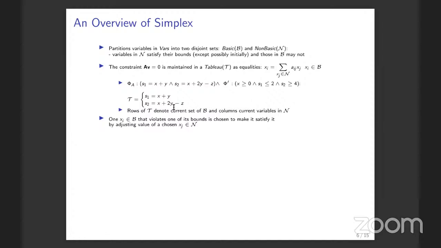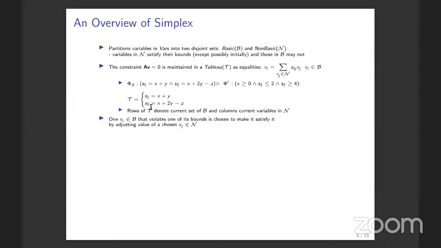It looks at it based on the current assignment, okay? There is a current assignment to variables, with some initial assignment. So the violation of the bounds is always with respect to a current assignment. So this is one check it does, to see if, as per the current assignment, any of the X variables that are basic variables violate one of their bounds.